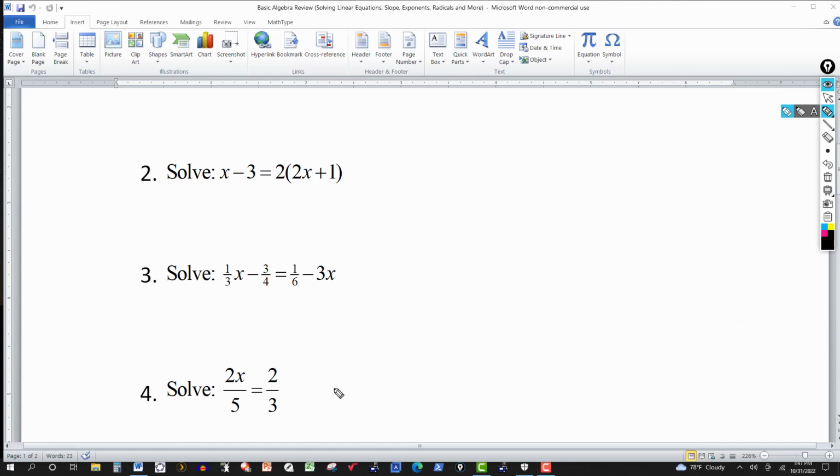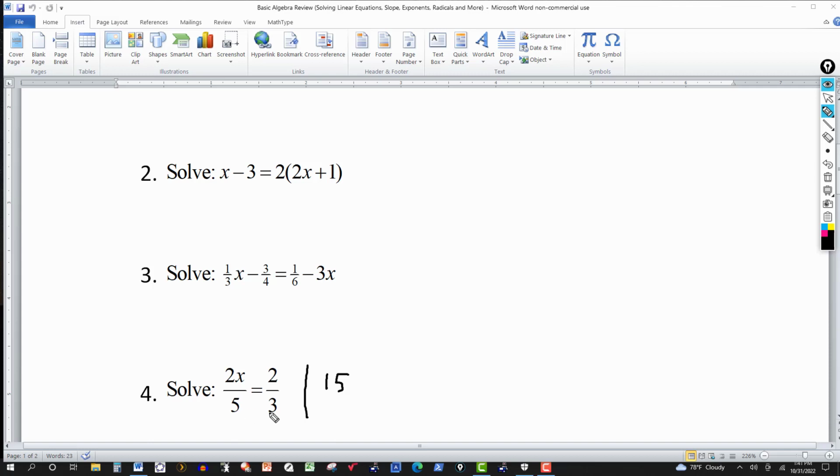Now the next one, a couple of ways you can do it when you have one fraction on one side and one fraction on the other side. You could do the same procedure. Say, okay, what's the lowest common denominator? Can't simplify the left side anymore. The right side's already in simplest form. So 5 and 3 both go into 15. So that's your lowest common denominator. So I multiply by 15.